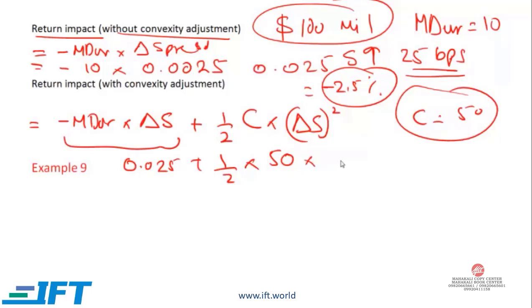So this would be 0.0025 squared. Key point is that this must be in decimals. So this is the total impact when we take into account the convexity adjustment. Now exactly this calculation is done in example 9, so I want you to try this. Now this is a very basic refresher from level 1 in case you need it, otherwise you can just go to the next screen.